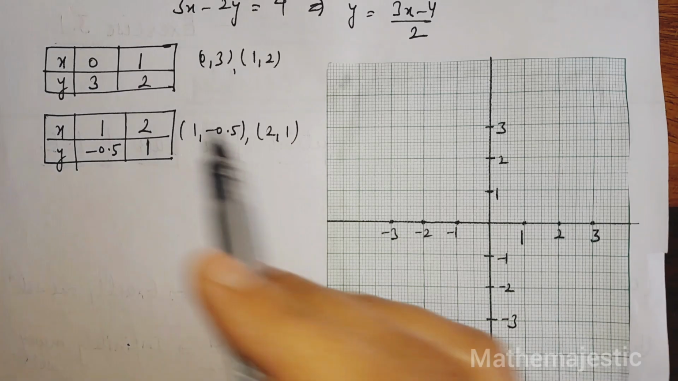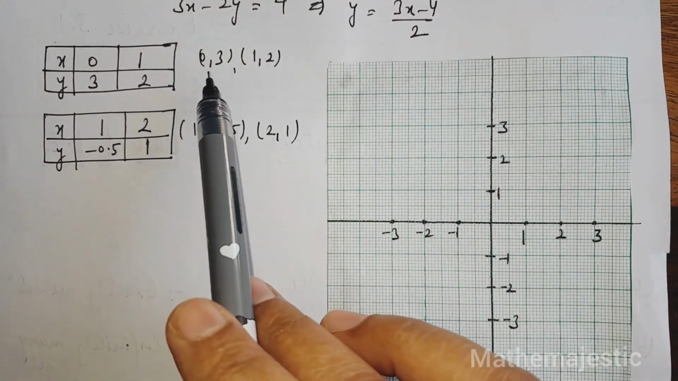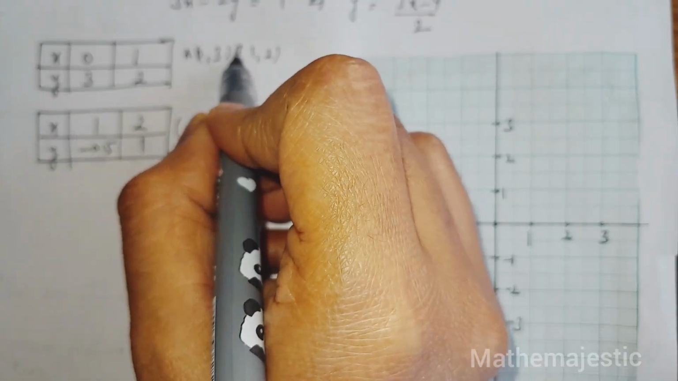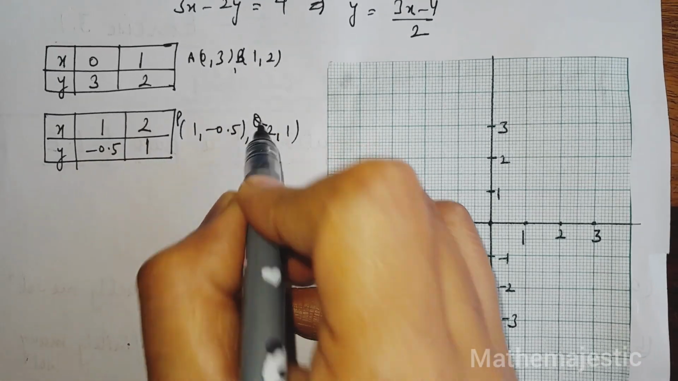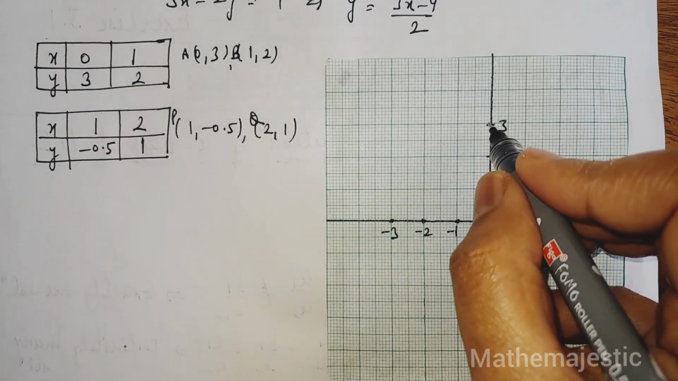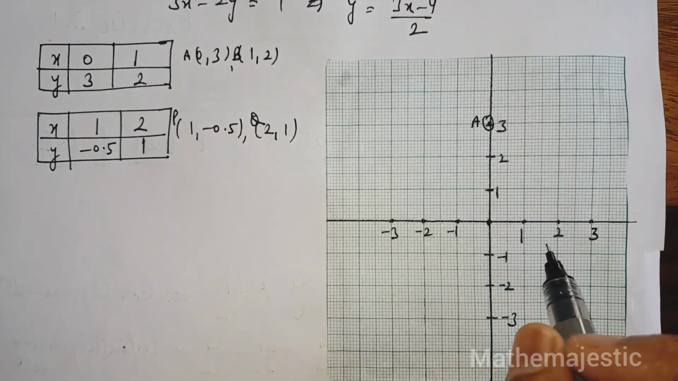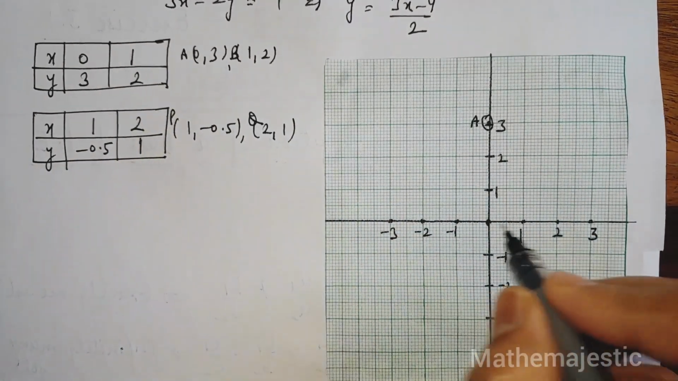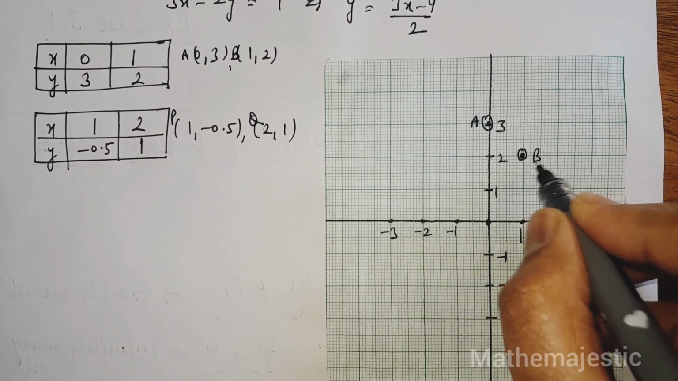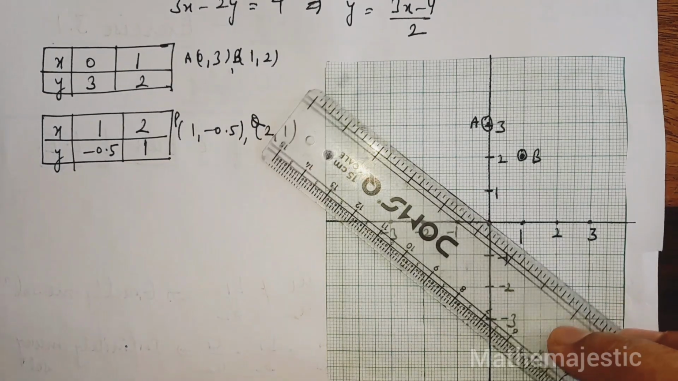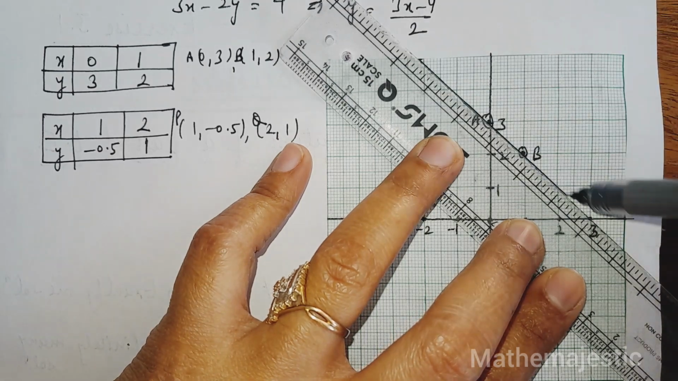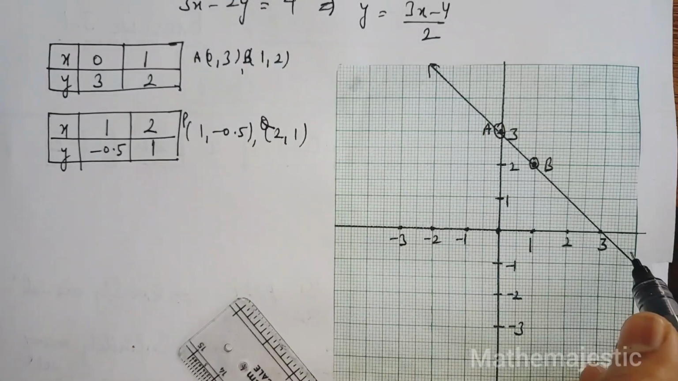First we will plot the points for the first equation. Let's name this point A, this point B, this point P, and this point Q. Point A is (0, 3): x is 0, that means on the y-axis, and y is 3. So this is the point A, (0, 3). And point B is (1, 2), that means the x-ordinate is 1 and the y-ordinate is 2. So this will be the point B. If we join them by a straight line, we get the graph of the first equation.